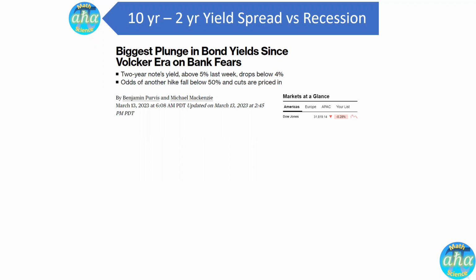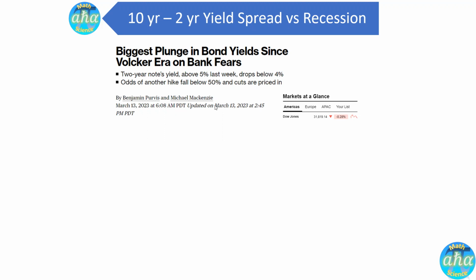In today's video, I'd like to discuss the 10-year, 2-year yield spread and its implication for recession. Back in March of this year, during the banking crisis, we saw the biggest plunge in bond yields since the Volcker era, the early 1980s, when a few banks collapsed.